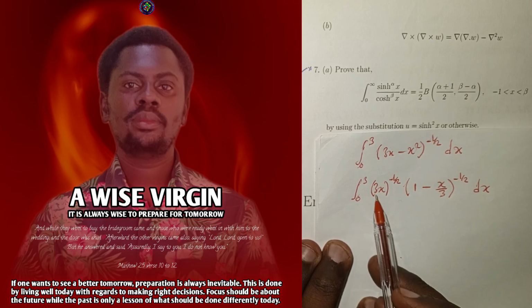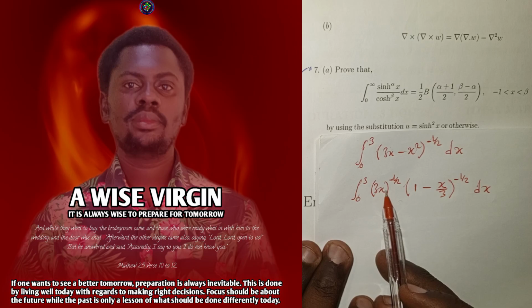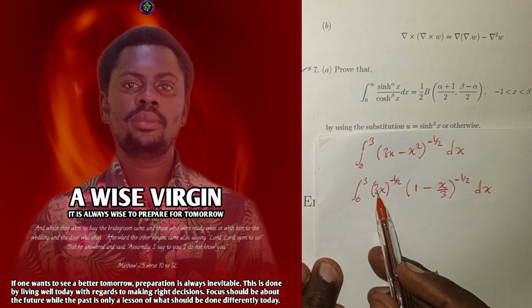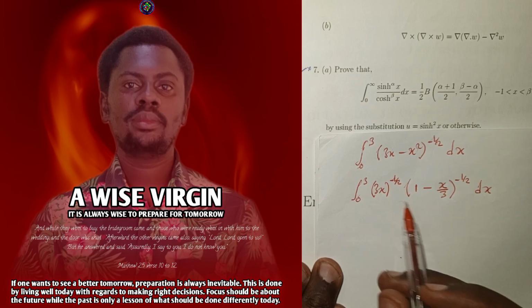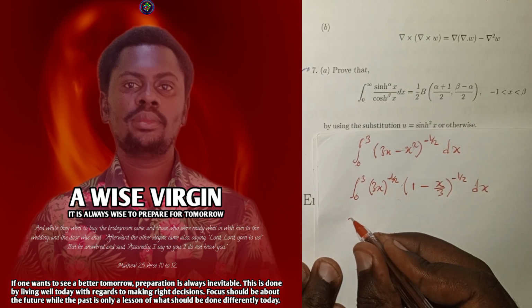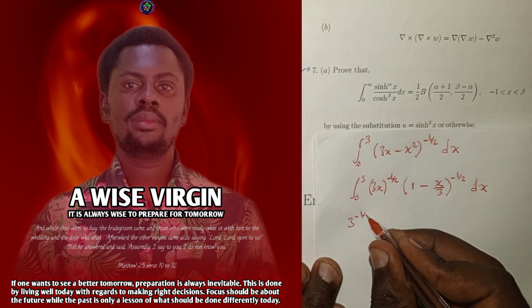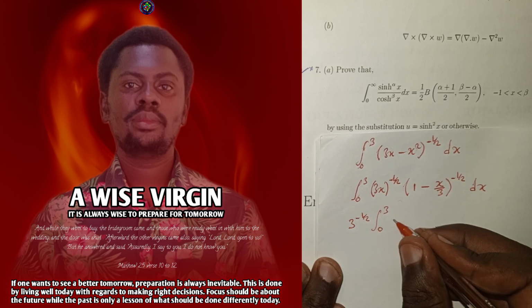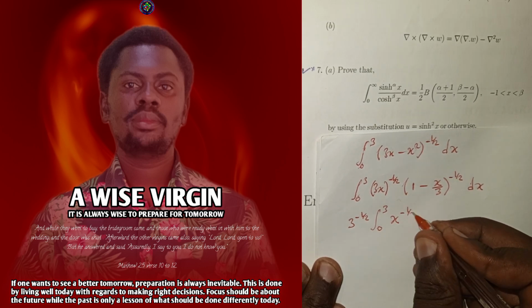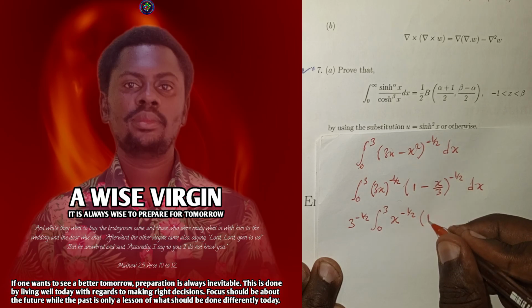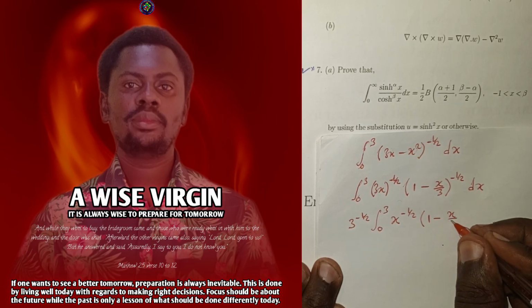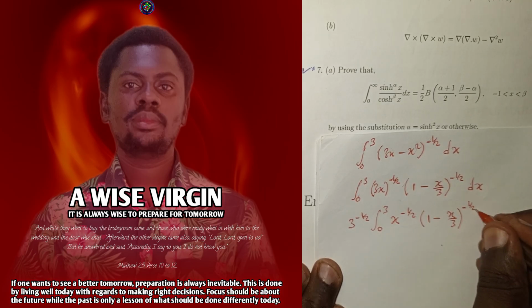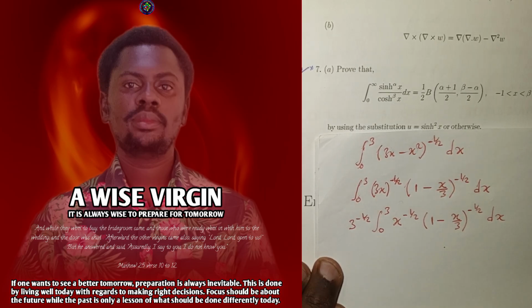Again, we know that this 3 is a constant, so we need to divide it out. It will be outside the integral. So this 3 will also carry the power minus 1 over 2. So we are going to have 3 to the power minus 1 over 2, then the integral from 0 to 3 of x to the power minus 1 over 2, then in brackets 1 minus x over 3, to the power minus 1 over 2, then dx.